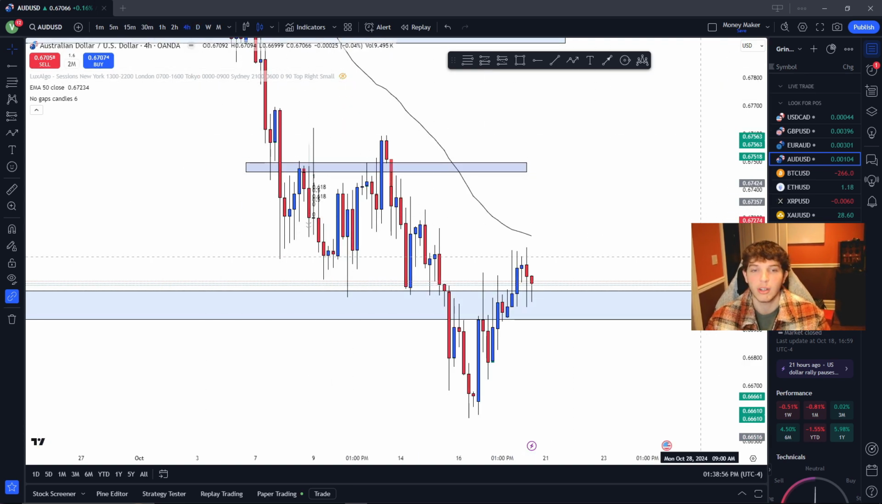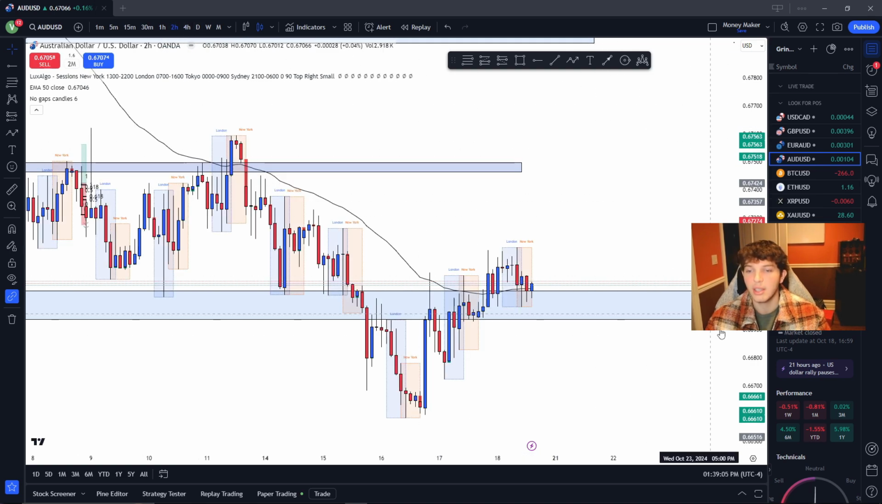That's why it's my last pair on the watch list, because it's not as high confluence as the other ones, but it still looks decent, right? It still looks somewhat okay.